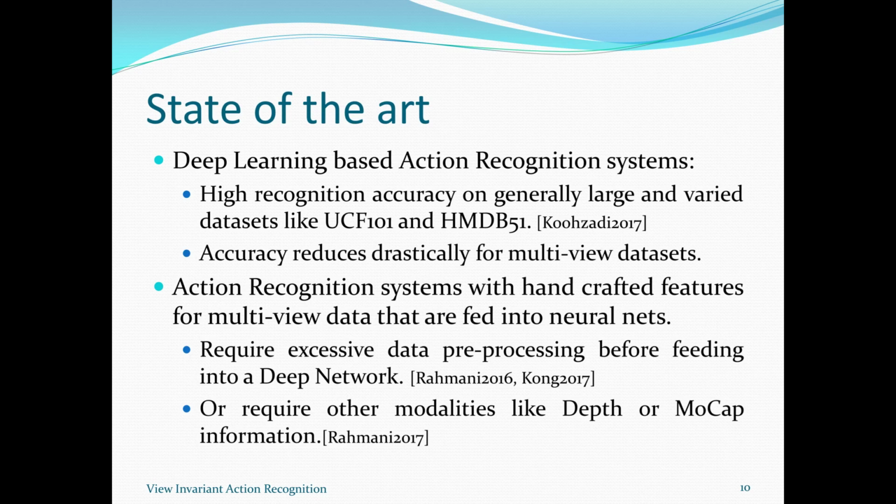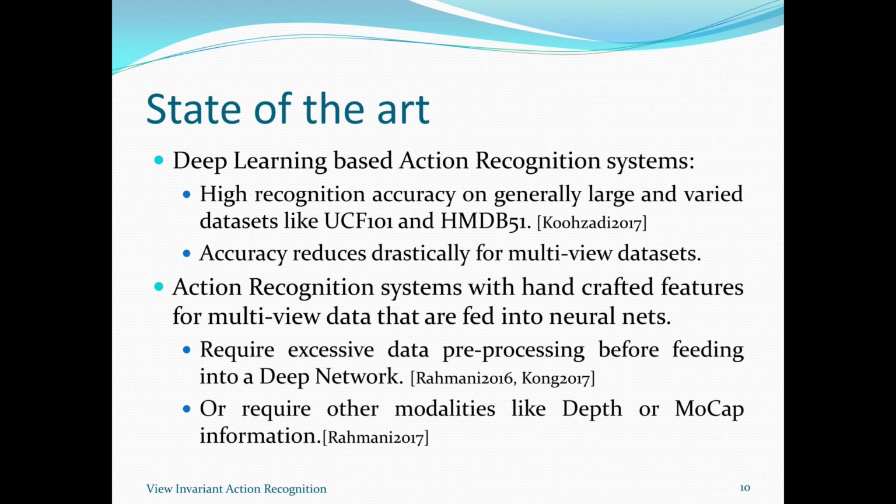The state-of-the-art at the time can be divided into 2 parts. There was a set of action recognition systems based on deep learning, and they had high recognition accuracy on general large action data sets like UCF 101 with 101 labels, or HMDB 51 with 51 labels. But then we tried to implement these systems on multi-view data, and we noticed that the accuracy decreased drastically.